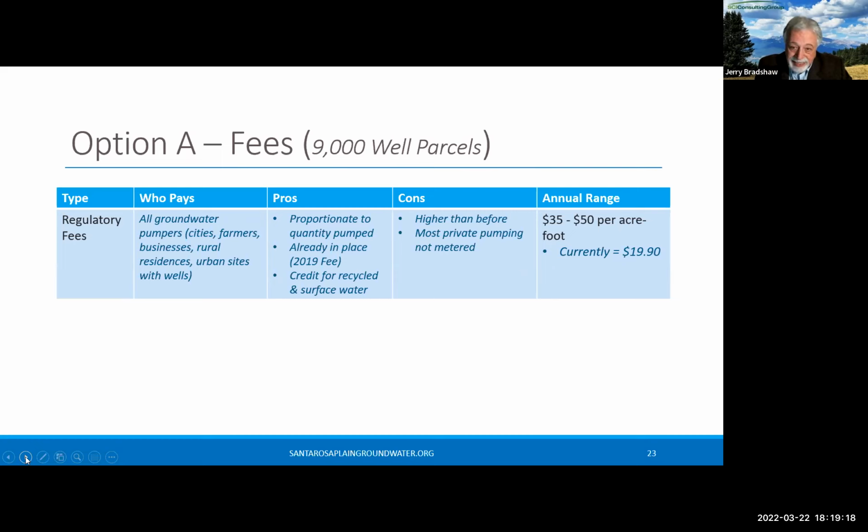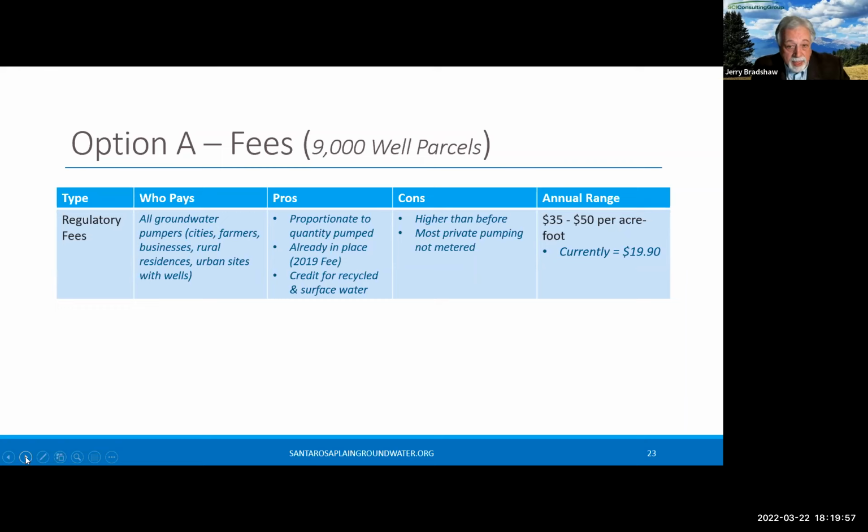Of course, we have updated the data to some extent, so some of those may change a little bit, but the structure is exactly like what was put in place in 2019. It's proportionate to the quantity we believe you're pumping, and it also includes credit for any recycled or surface water coming in. The people who would pay will be all the pumpers, the cities, the water districts, farmers, and so on. On the downside, these numbers are higher than were adopted back in 2019, primarily because the budget is a lot more now that we're entering the implementation phase of the GSP, the plan.